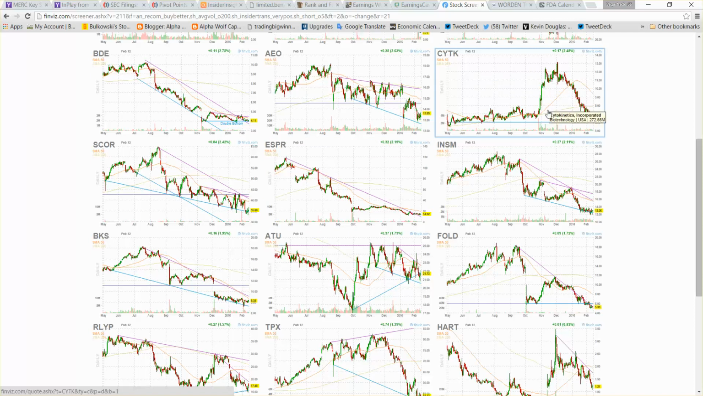But I'm looking for a technical setup. This one is somewhat interesting. Had this huge run. The CYTK has pulled back. I'd want to do a little more research into this and see where the insider buying took place.